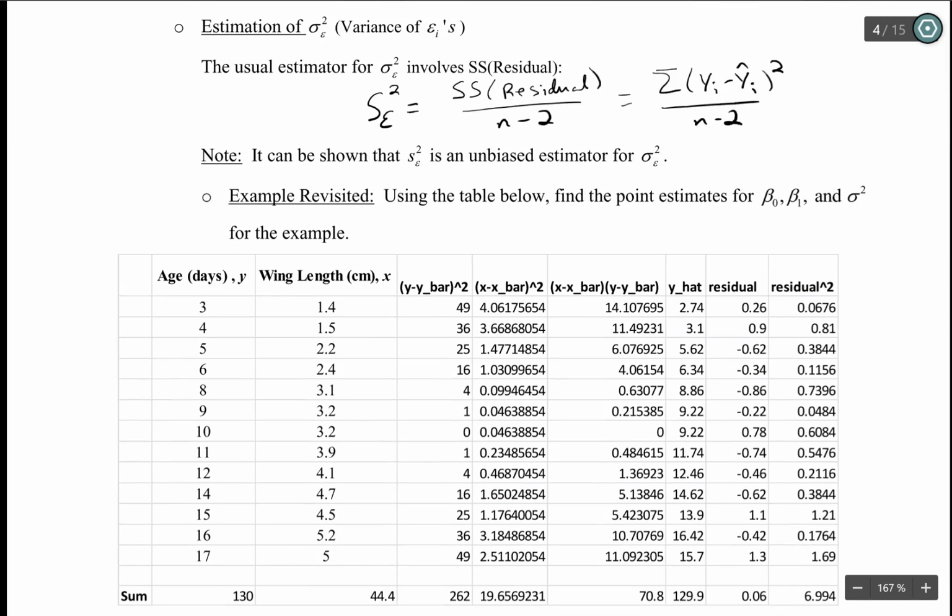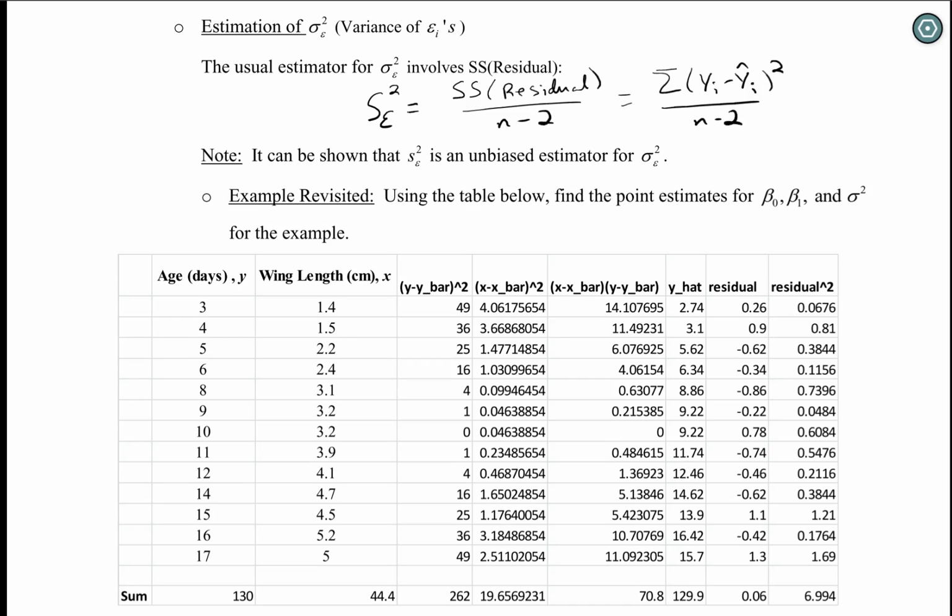Now, this is our estimator for the variance. So we have our estimator for the slope, for the intercept, and the variance in simple linear regression. Now here is our Sparrow data revisited.